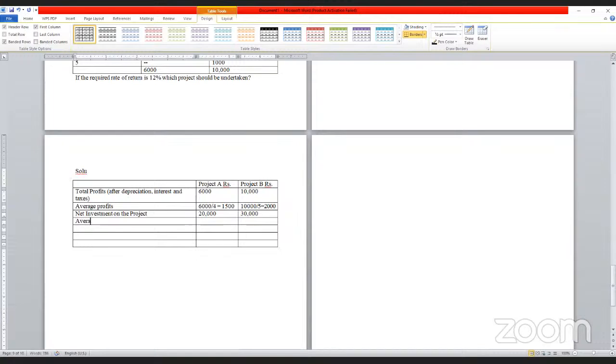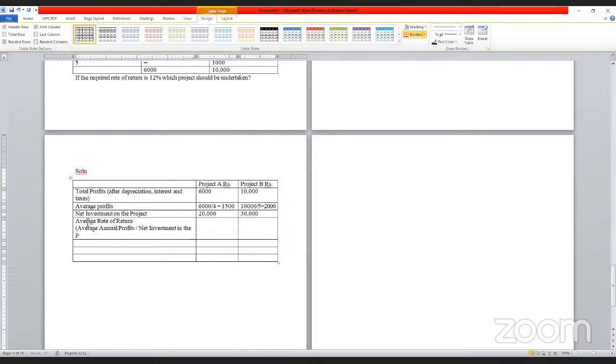Now we'll calculate average rate of return. How we'll calculate average rate of return? We have a formula for this. What is the formula? Average annual profits divided by net investment in the project into 100.